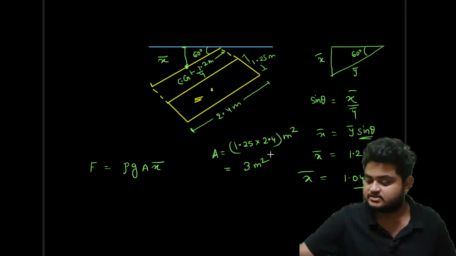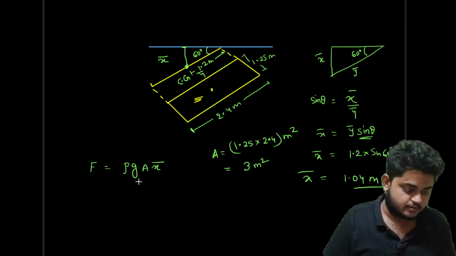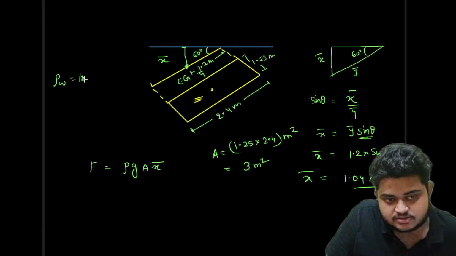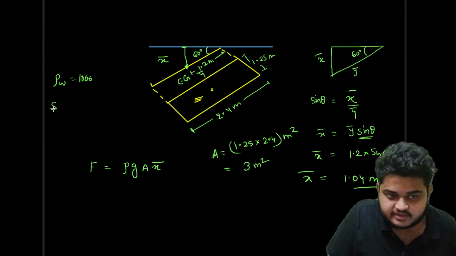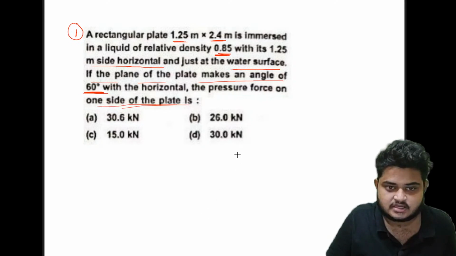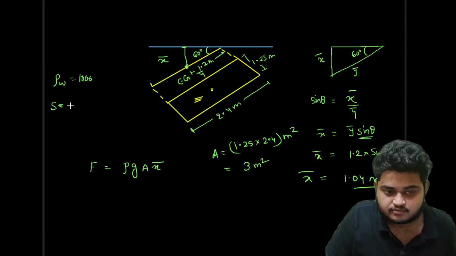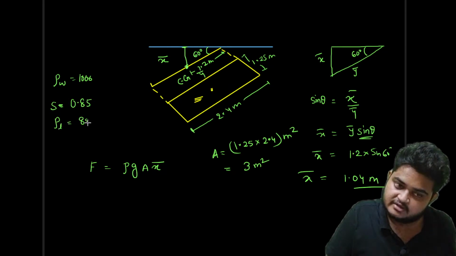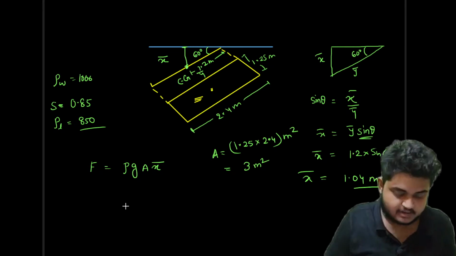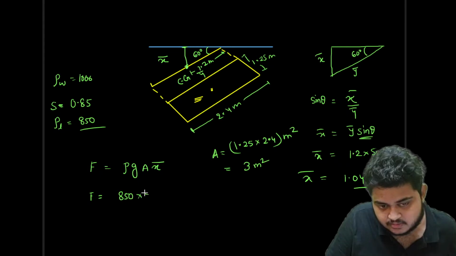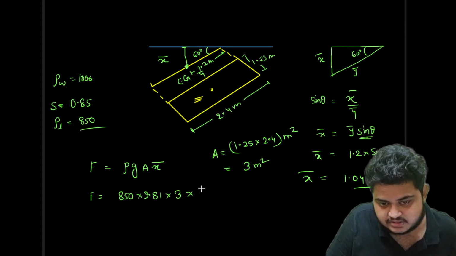Yes, it is coming out as 3 meter square, and this is water. The rho of water is 1000, and the specific gravity of this liquid is given, the relative density is 0.85. So what will be the rho of this liquid? 850. Now let us calculate the pressure force. It is 850 into 9.81 into the area 3 meters square into x bar, which is 1.04.